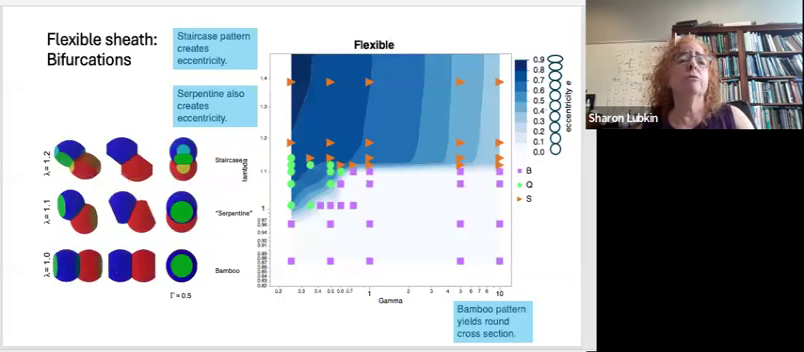And then Emma was able to find where the bifurcations were. She was unable to get stability of staircase patterns below a lambda of 1.1 something.